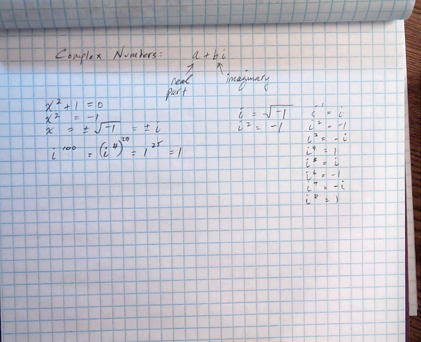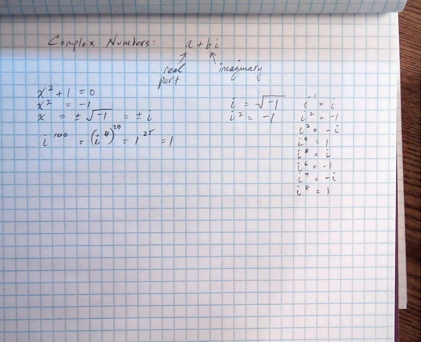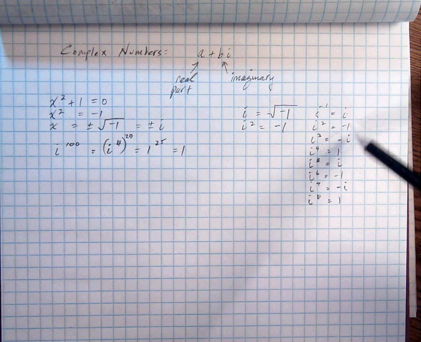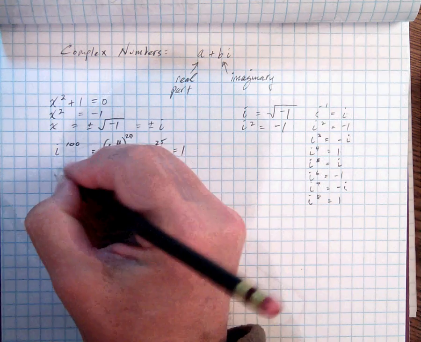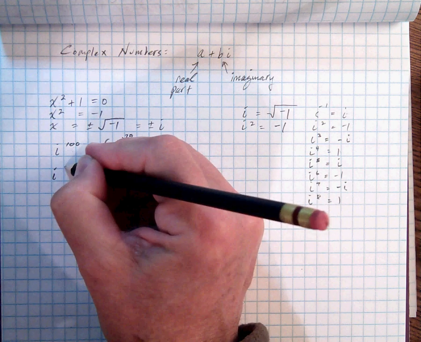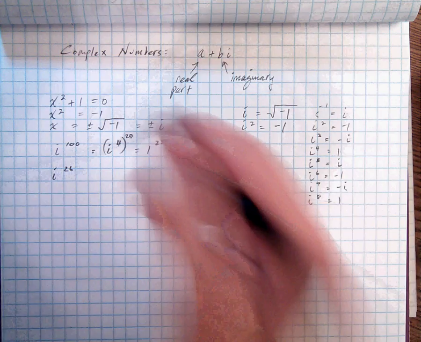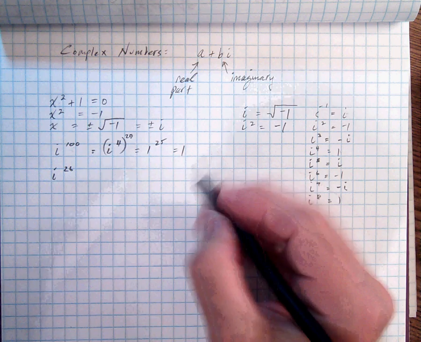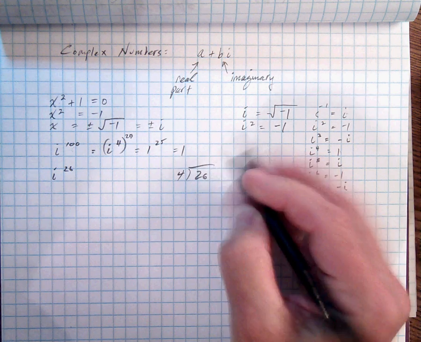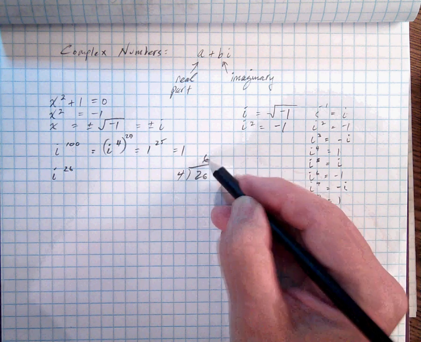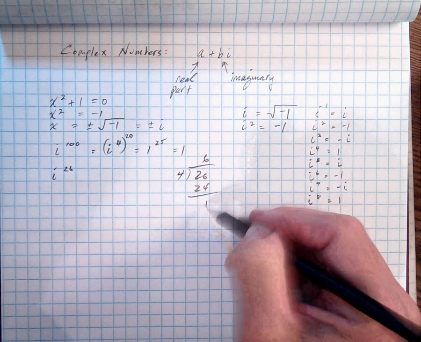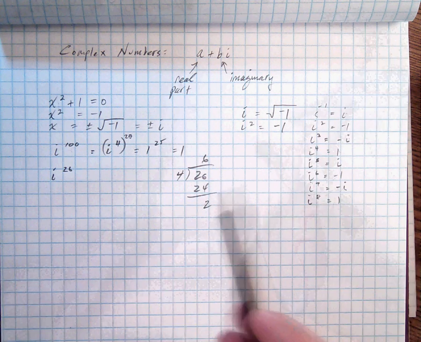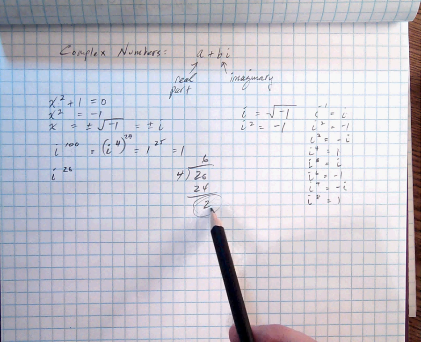Well, what if 4 doesn't go into it evenly? If 4 does not go into the exponent evenly, then it's either going to be I, negative 1, or negative I. Right? So if I do, what is I to the 26th power? Well, how many times will 4 go into 26? I guess 6 times. 6 times 4 is 24. Remainder of 2. That's the exponent, right? It has a remainder of 2.